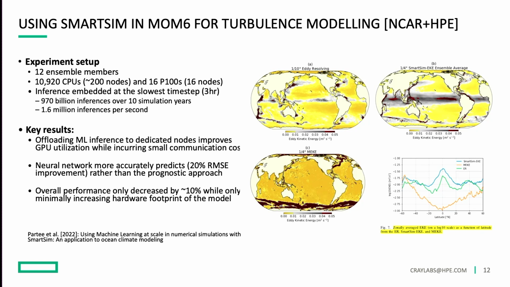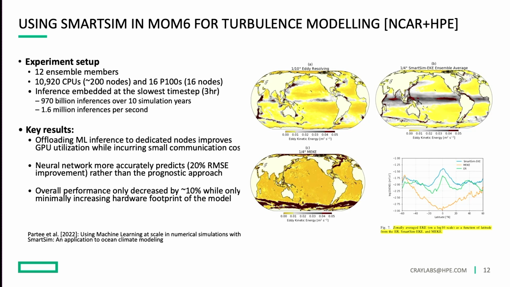We executed 12 ensemble members on 200 nodes. This was quite an old system. It was a Cray XC50. And we ran the database on 16 nodes, which had one P100 GPU per node. We ran it for days, so stability was okay. And the accuracy was improved by 20%.